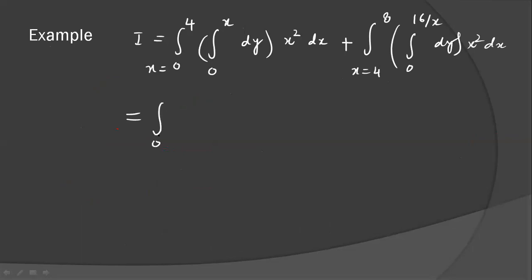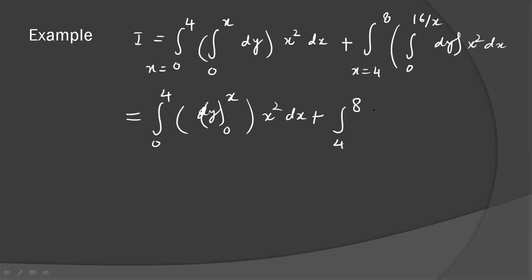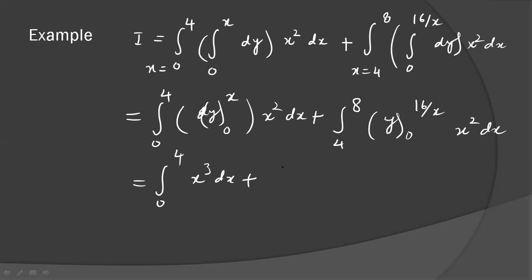Now if you integrate, the integration of dy will be y from 0 to x, x square dx, plus from 4 to 8, y from 0 to 16 by x, x square dx. Now if you simplify it, you will get x cube dx plus from 4 to 8, 16x dx. One x will be cancelled out. If you simplify it, you will get 448. So this is the value of the integration.